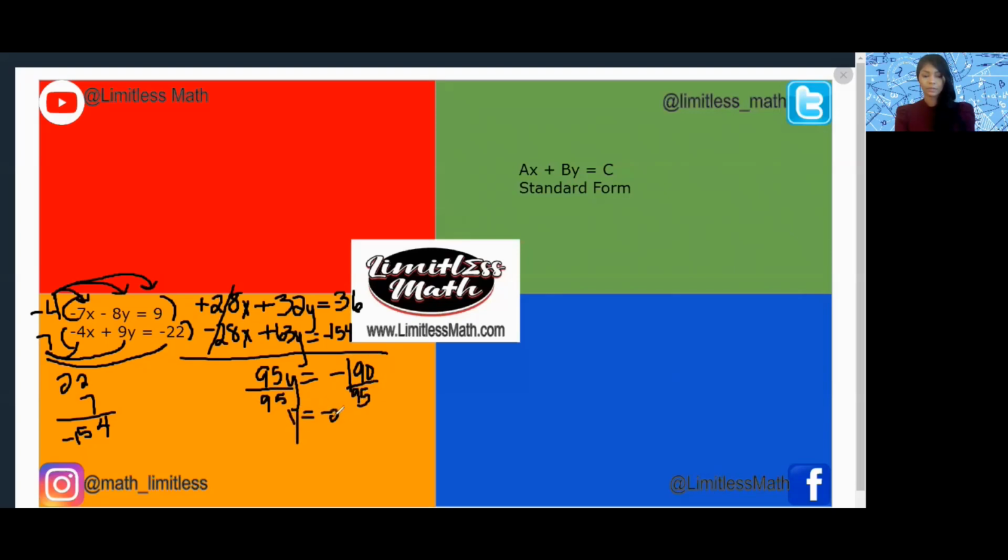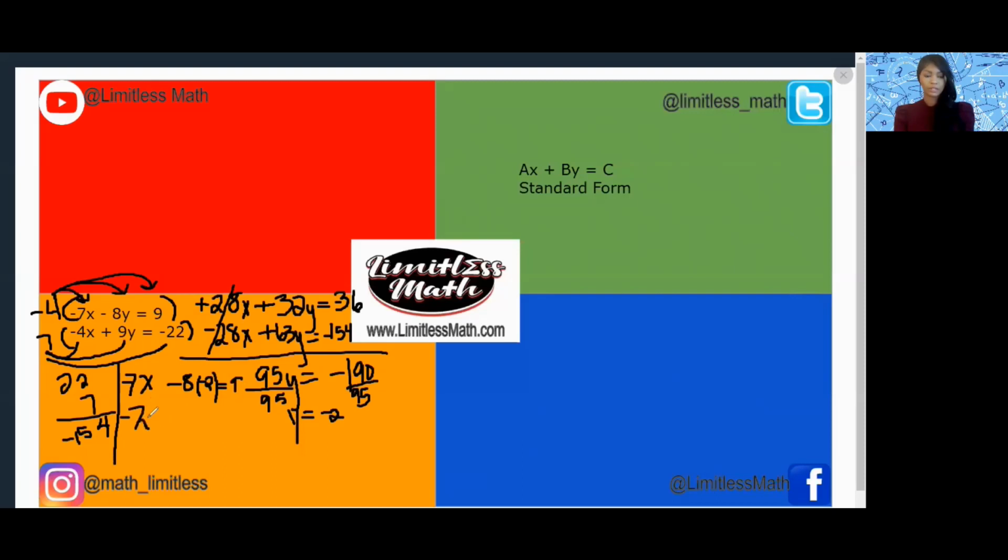At this point, we can take the negative 2, substitute it into either of the original equations of your choice. I'm going to substitute it into the first one. Just drawing a little separation here. Negative 7x minus 8, and instead of y, we substitute negative 2 in, equals 9.